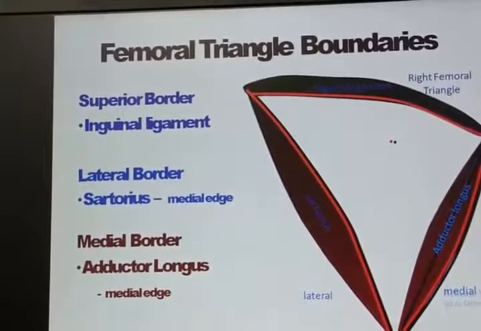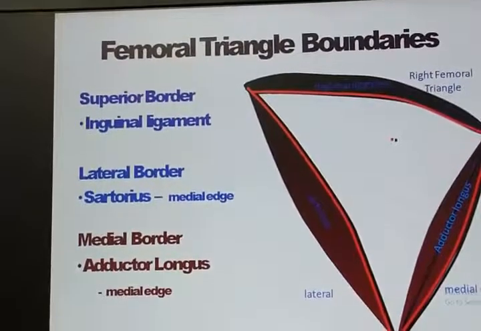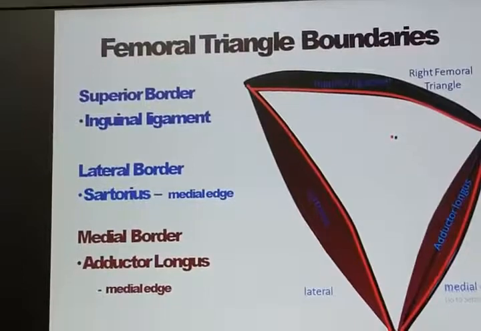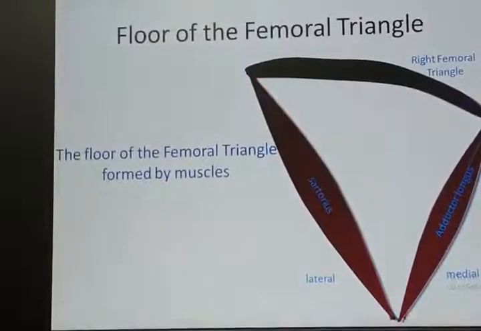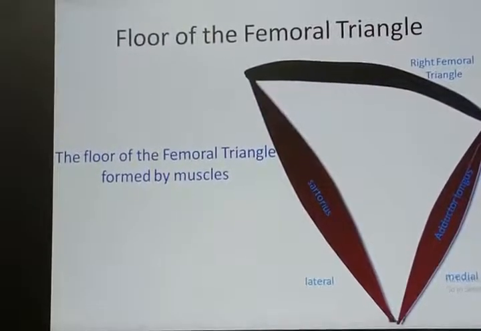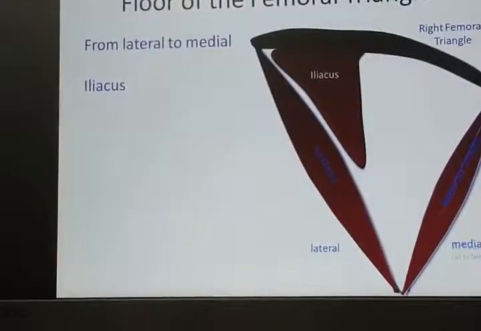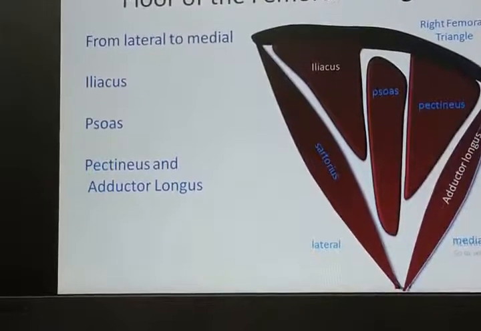Now in this region, the roof is formed by fascia lata, and in this figure the roof is not shown and it is not possible to show the roof. Next we are coming to the floor. The floor of the femoral triangle is formed by muscles, so it is a muscular floor, formed from lateral to medial by iliacus muscle, psoas major muscle, pectineus muscle, and part of the adductor longus muscle.